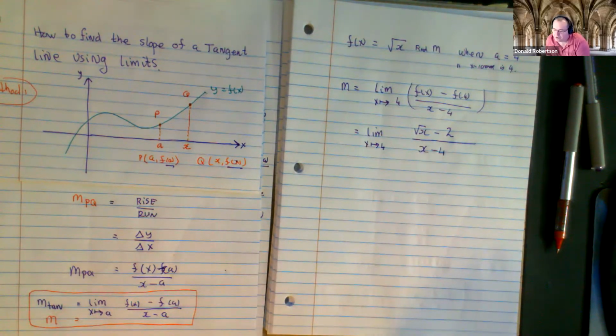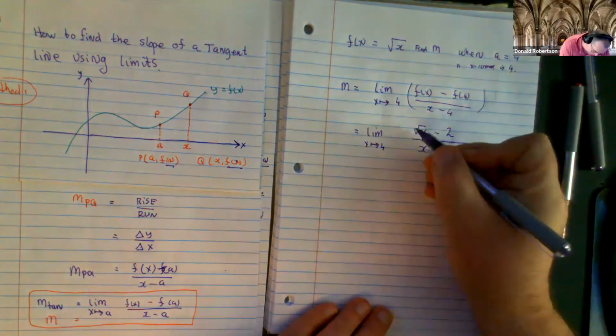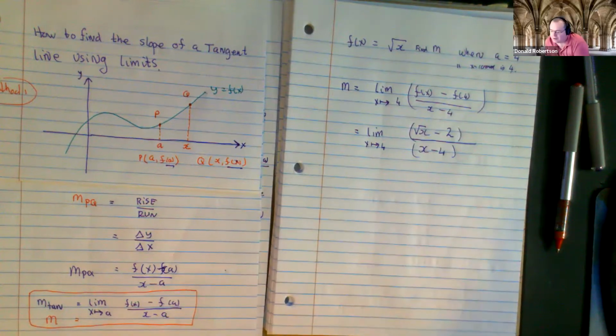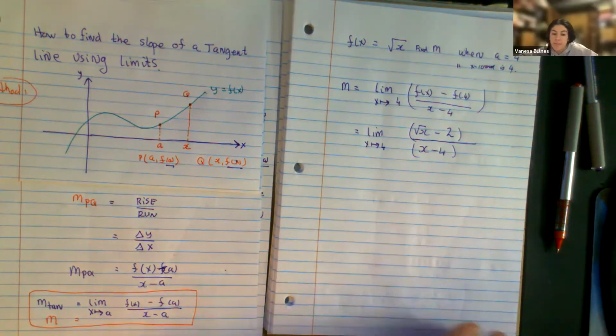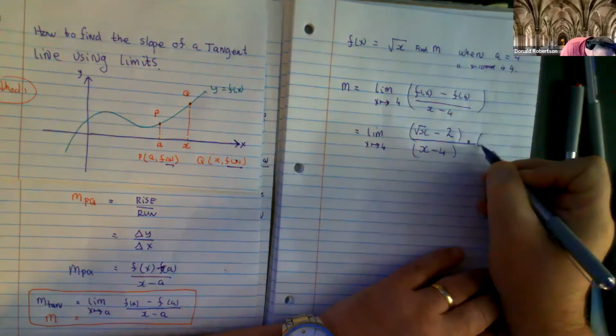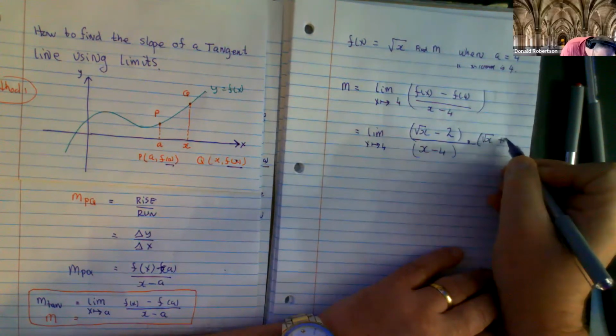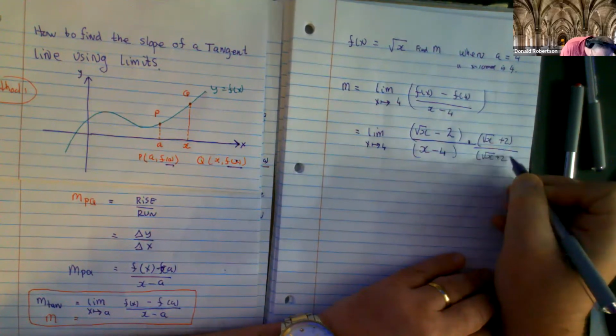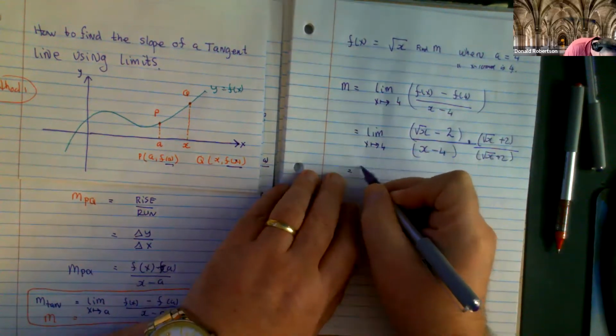Now, we've seen questions where you were trying to find the limit of fractions that look like this. Can you remember the name that we gave to the method I'm about to use? Conjugate? Correct. The top is the square root of x add 2, and the bottom is the square root of x add 2. So we're going to use the conjugate method.